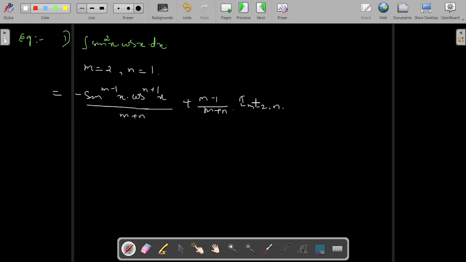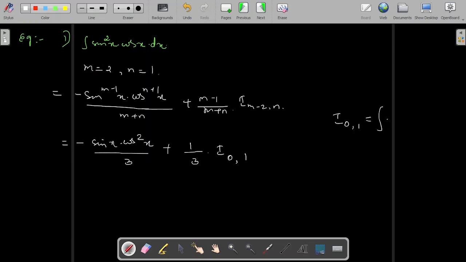So therefore this is equal to minus 2 minus 1 is 1. So minus sin x into cos 1 plus 1, cos square x divided by 2 plus 1 is 3, plus m is 2, 2 minus 1, 1 by 3 into I, m minus 2, m is 2, 2 minus 2 means I naught, comma, n is 1. So, what is I of 0, comma 1?